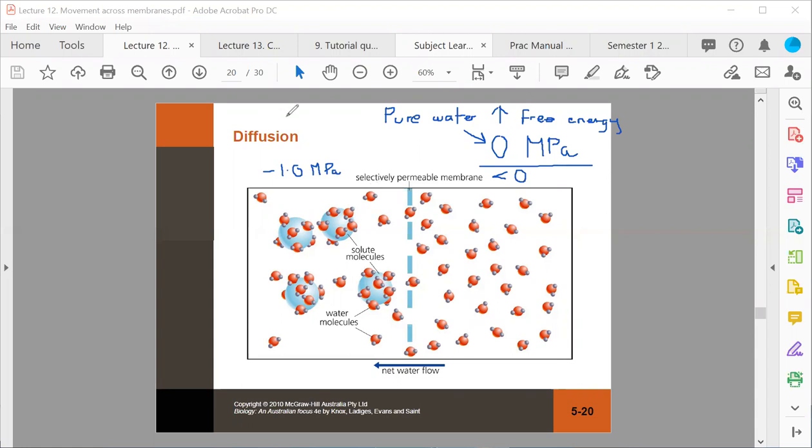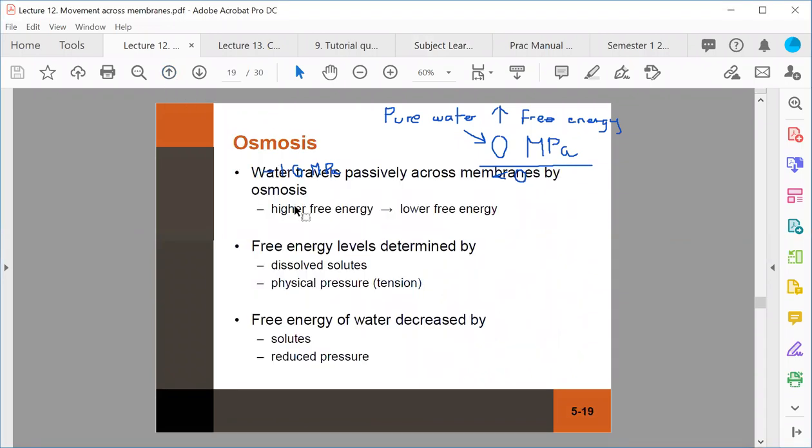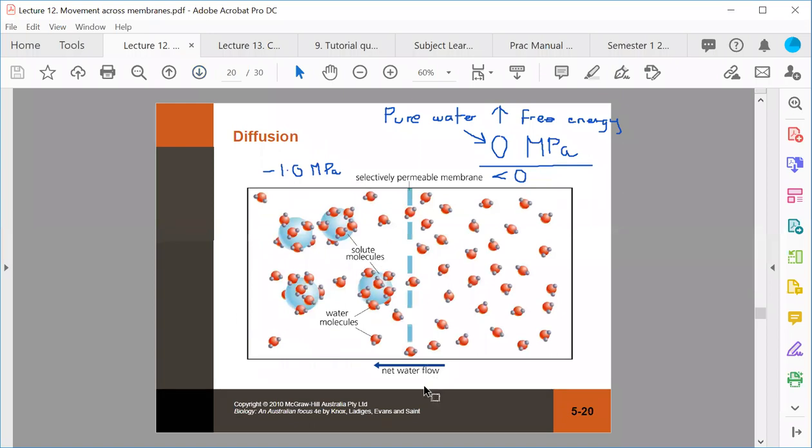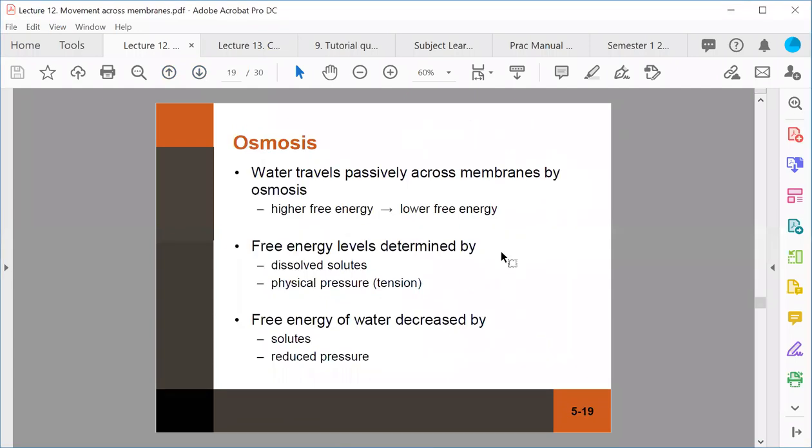All right, as we said on the previous slide, water will travel from a region of higher free energy to lower free energy. So that means the direction of movement of those water molecules will be from this side of the membrane to that side of the membrane. That is from high free energy to low free energy. So the direction of net water flow will be from right to left. Okay, clear on that? All right, let's go back one slide.